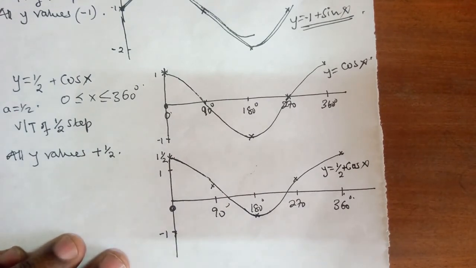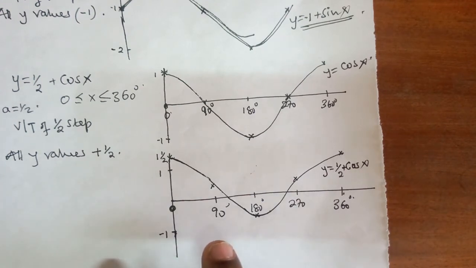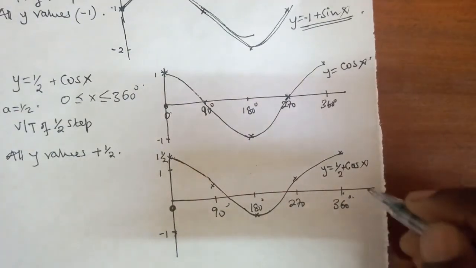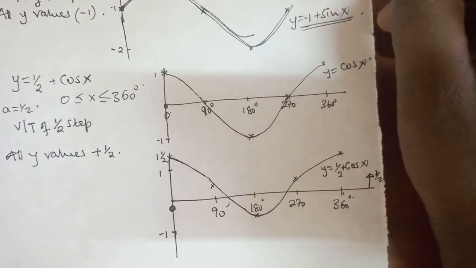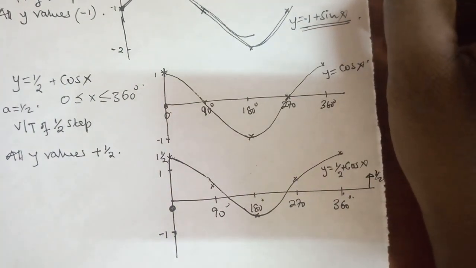Fine, we have finished our task as far as example 13 is concerned. We've been able to transform those graphs, and since there are no other instructions, that is the end of it. But I would want us to note that the graph of y equals cos x is transformed by a half unit in the positive y direction. This one has gone up a half step. The other one has gone down one step.